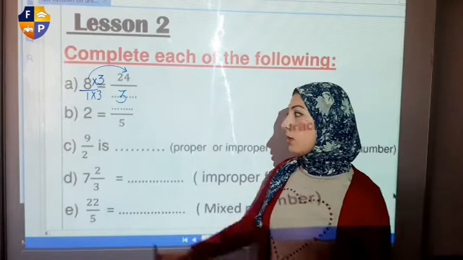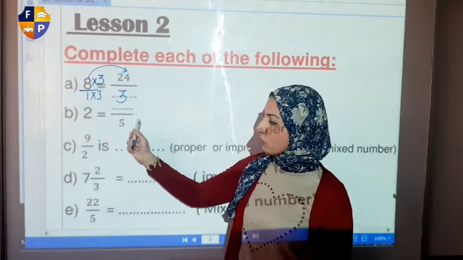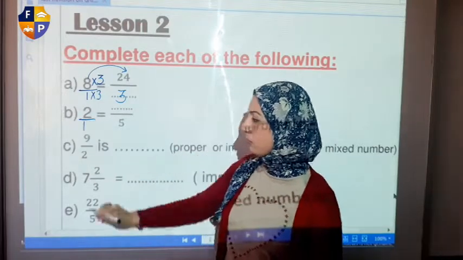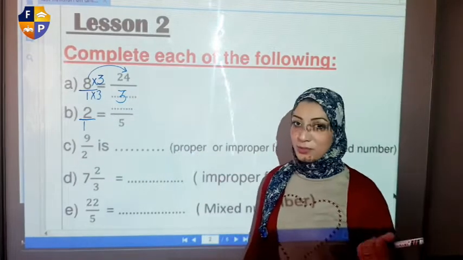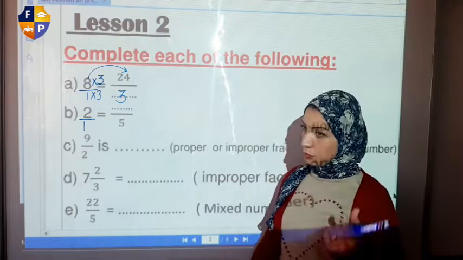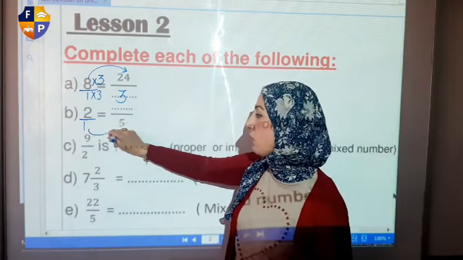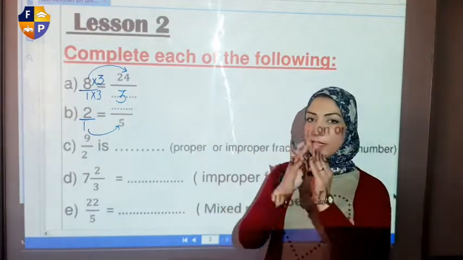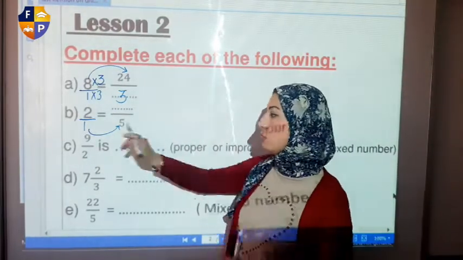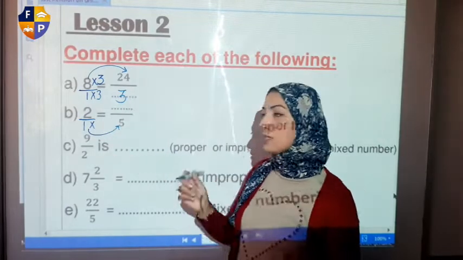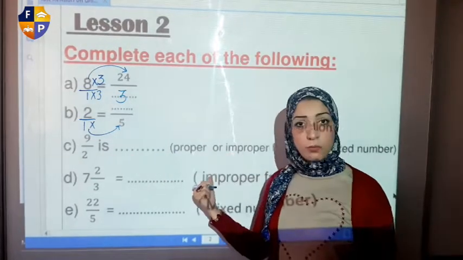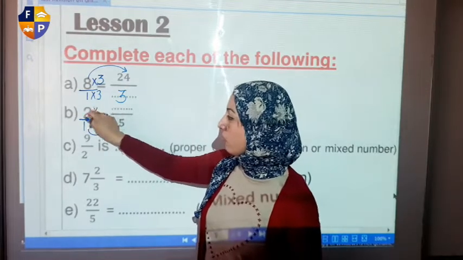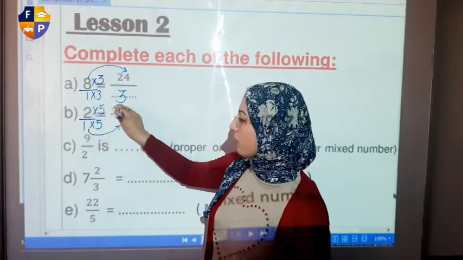Next one, 2 equals what over 5? The same, we will write 2 over 1. So here do we start from the numerator or denominator? For sure we start from the denominator. 1 becomes 5. So does 1 increase or decrease? 1 increases. So we will write both. And ask yourself, 1 times what equals 5? 1 times 5. So we will multiply 5 in the numerator. 2 times 5 equals 10.